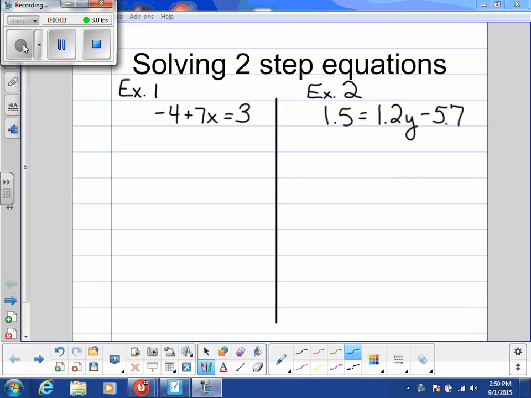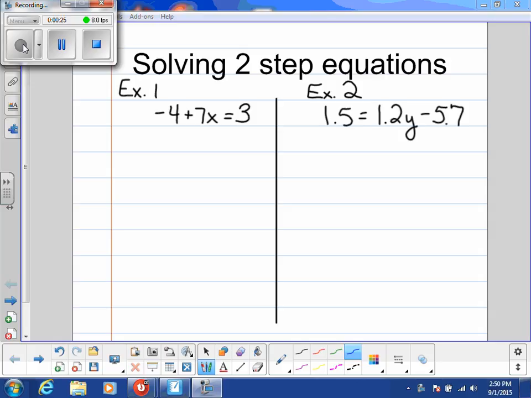This is video 4, solving two-step equations. We've been solving one-step equations where you had to make a decision whether you add, subtract, multiply, or divide to solve an equation and get the value of the variable. Now we're going to combine two steps. Two-step equations will look like this example 1.